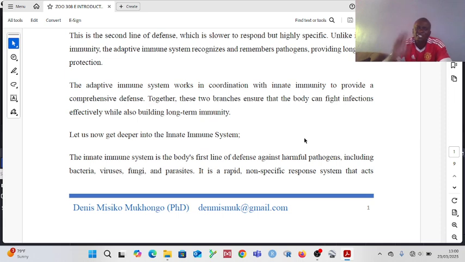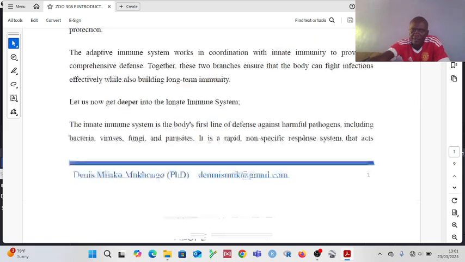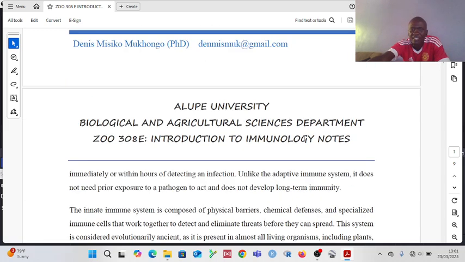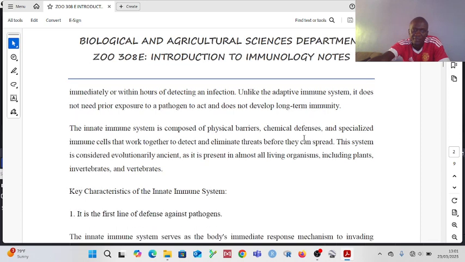So let's look deeper now into the innate immune system. So the innate immune system, as we've said, is the first line of defense against harmful pathogens. So it is rapid, but it is non-specific. Okay. Being rapid makes it act immediately or within hours of detecting an infection.